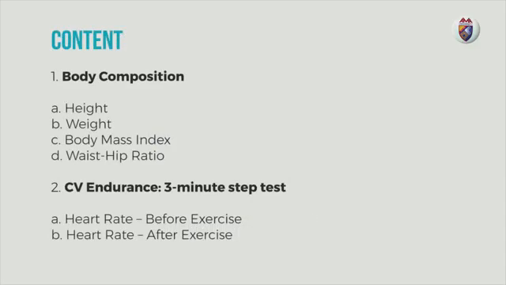Today, our focus will be about performing the following tests to determine your current physical activity level. First is body composition, where you will get your height, weight, compute your body mass index, and determine your waist-hip ratio. Second is the test for your CV endurance, which is the 3-minute step test. You will learn how to get your heart rate before exercise as well as your heart rate after exercise, which will determine your current cardiorespiratory capacity.